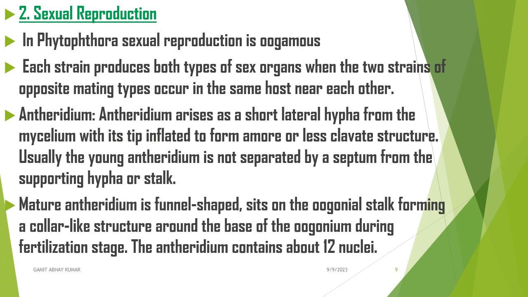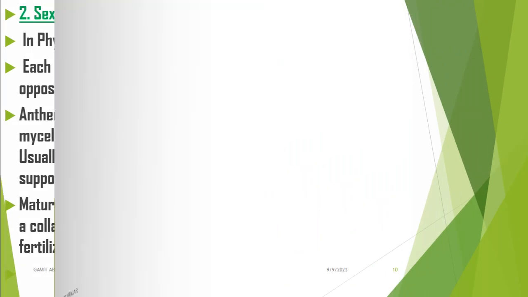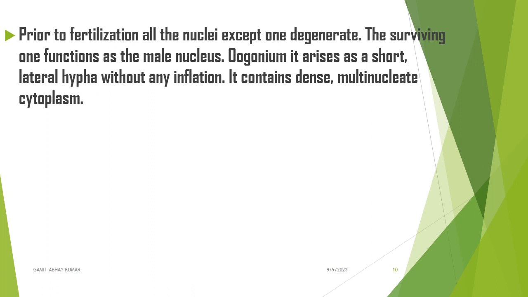The mature antheridium is funnel-shaped, sits on the oogonial stalk, forming a collar-like structure around the base of the oogonium during the fertilization stage. The antheridium contains about 12 nuclei. Prior to fertilization, all the nuclei except one degenerate. The surviving one functions as the male nucleus.